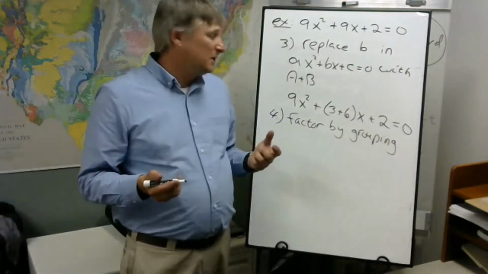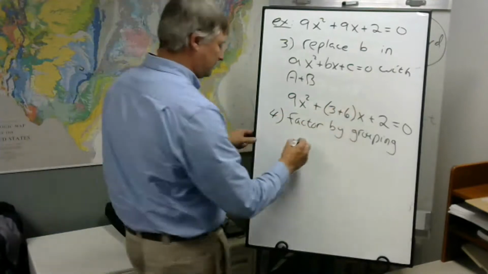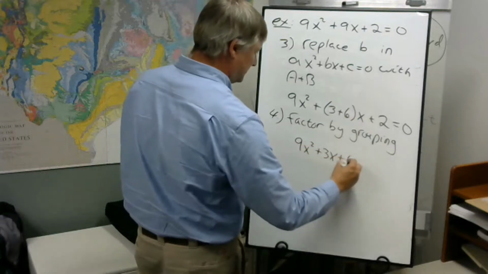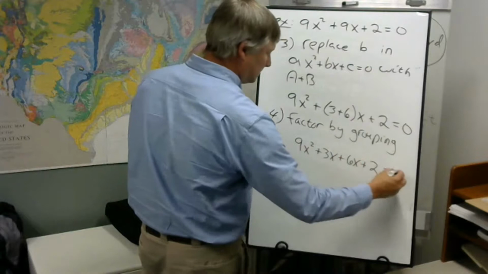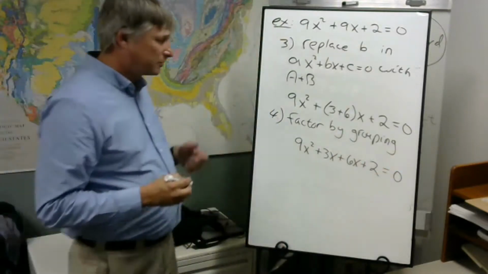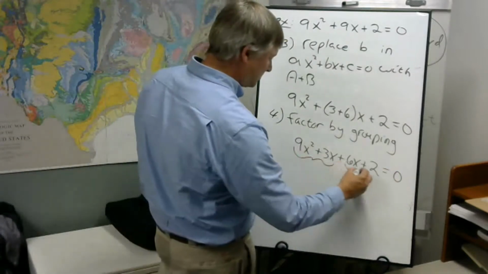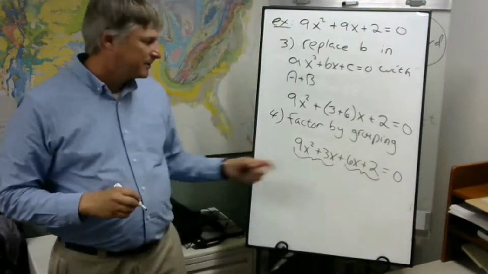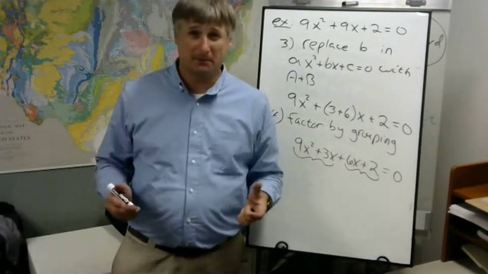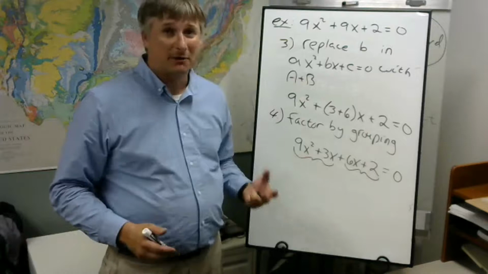So it may have been a while since you've seen this, so let's go through it. We're going to distribute the x to get 9x squared plus 3x plus 6x plus 2 is equal to 0. And so what we're going to do, we're going to group a couple pairs. See, we can group this and regroup that. We're going to factor out of the two groups. So this is factoring by grouping. So what can we factor out of here? We can actually factor out 3x.